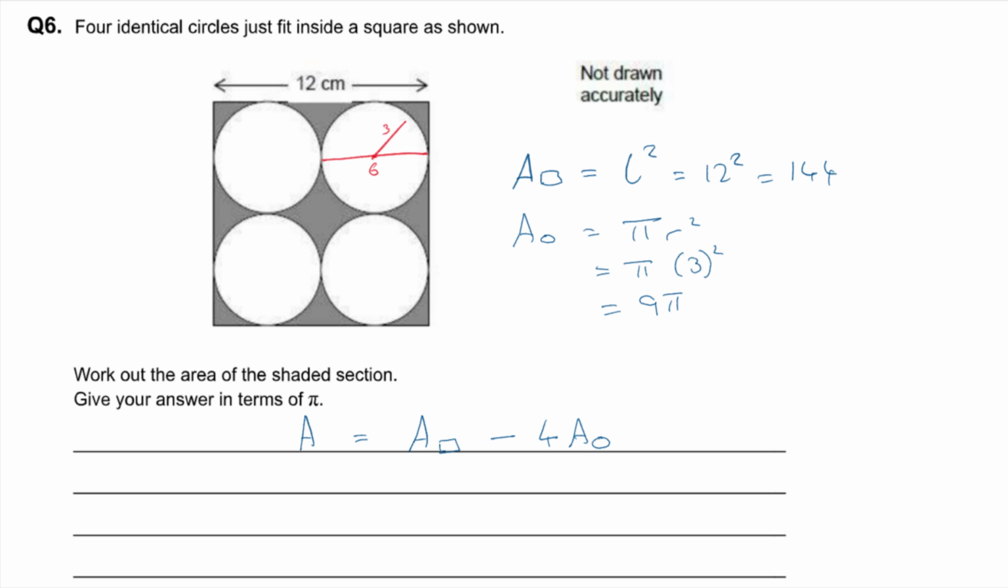Now we've worked out the various bits, we can put it into our master area formula down here. The area of the square we worked out to be 144, and the area of the circle is 9 pi. So I'm going to get 144 minus 4 lots of 9 pi. 4 nines are 36, so that's 144 minus 36 pi. Again, I can't really evaluate that any further other than working out what pi is and multiplying it through, but I'm not doing that, so that's my final answer.